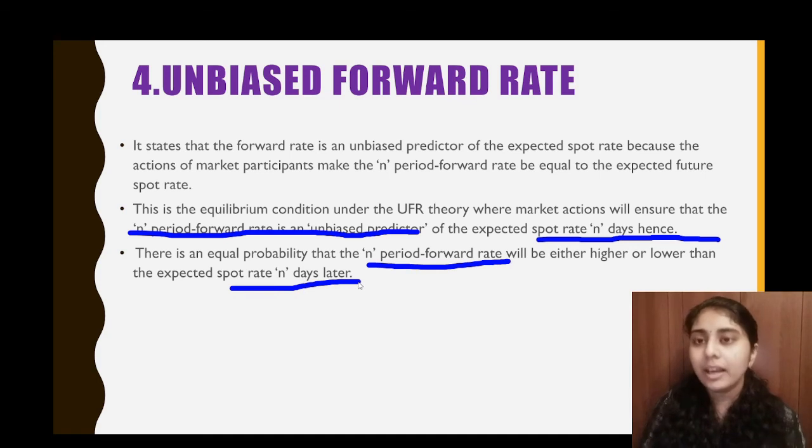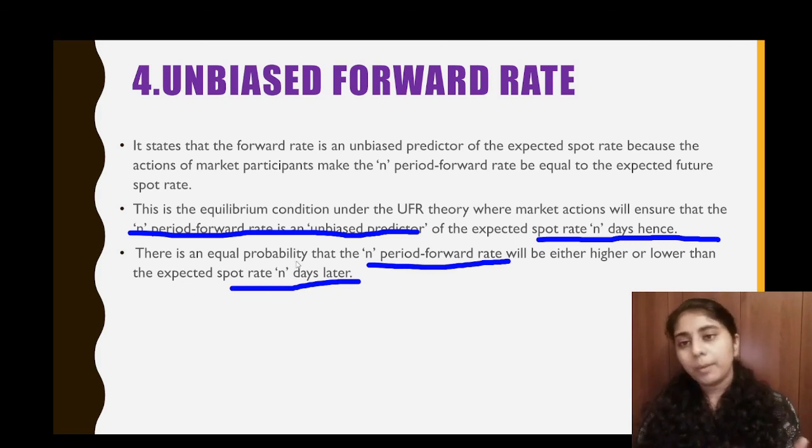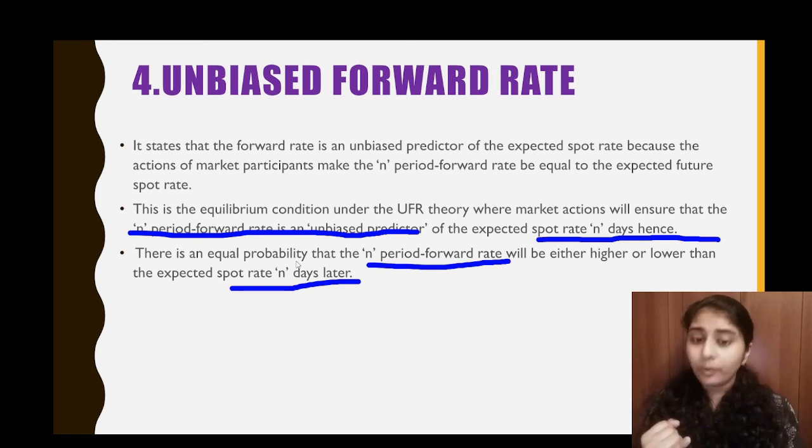Here we are predicting a future price. Suppose I am predicting that the gold rate will be much higher after 3 months. Then that is known as a forward rate. I am predicting a forward rate. So there is an equal probability that the end period forward rate will be either higher or lower than the expected spot rate. That is, I am expecting a spot rate, and the end period forward rate will be either higher or lower than the spot rate. Such a situation or hypothesis is known as the unbiased forward rate.